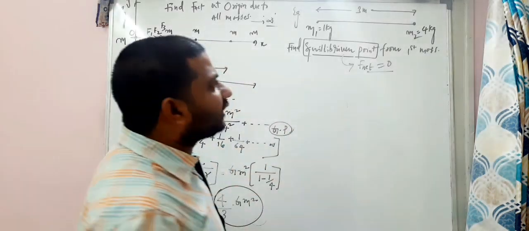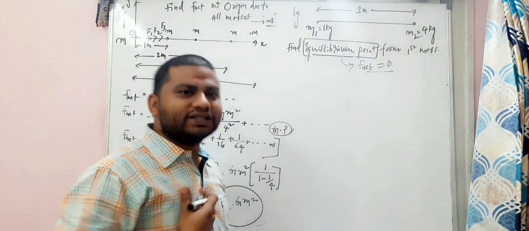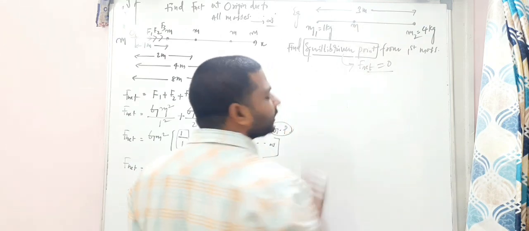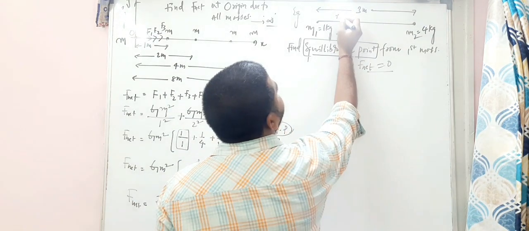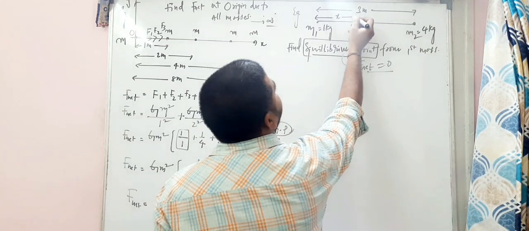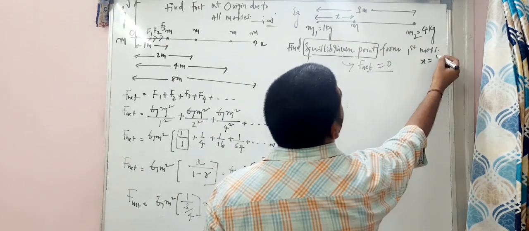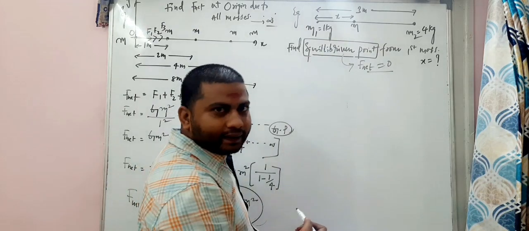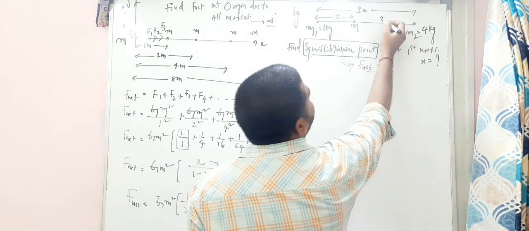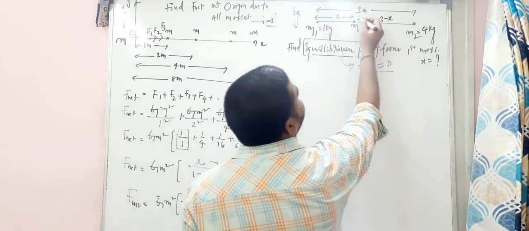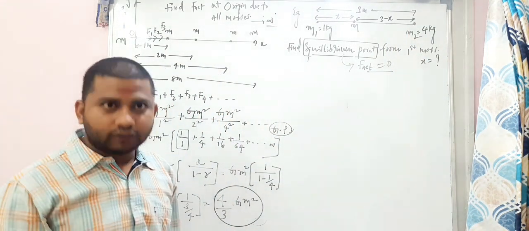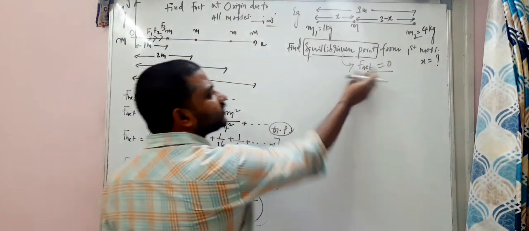So to solve these kinds of questions, we need to imagine that there is a small mass m kept here, which is at a distance x from the first mass, and our aim is to find that x only. And what is the other distance? So can I say the other distance is 3 minus x? Right. Net force is 0.